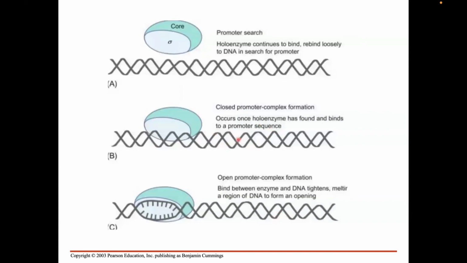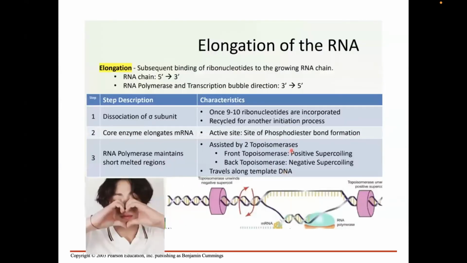And then closed promoter complex formation. It occurs once the holoenzyme has found and bound to a promoter sequence. And then open promoter complex formation naman yung tawag pag it binds between enzyme and DNA, melting a region of DNA to form an opening.